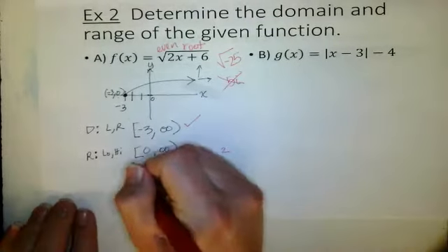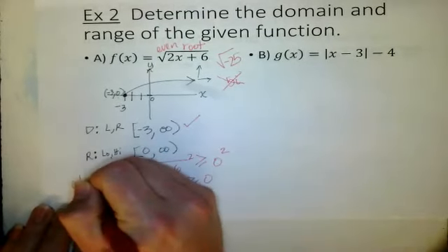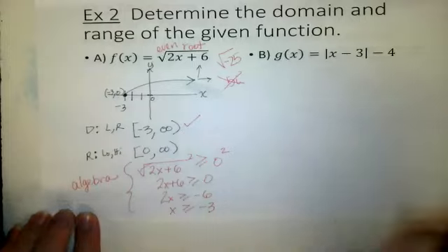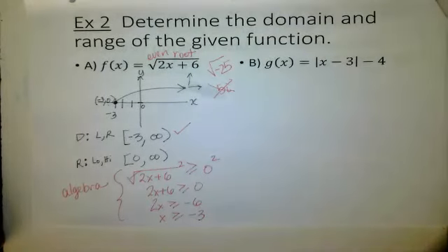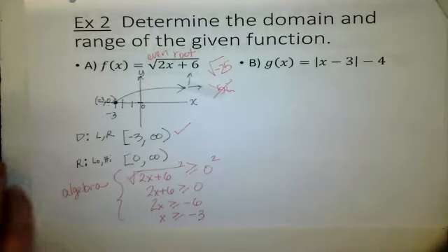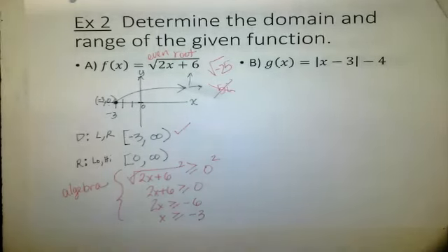So this is the algebra for finding the domain, okay? And so anytime you see a square root function, an even root function rather, you can always solve for the domain by setting the inside greater than or equal to 0. All right, this is an absolute value function. So I'm going to show you again. Does anyone know what the shape of an absolute value function looks like?